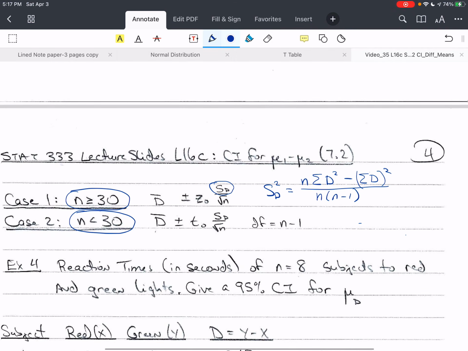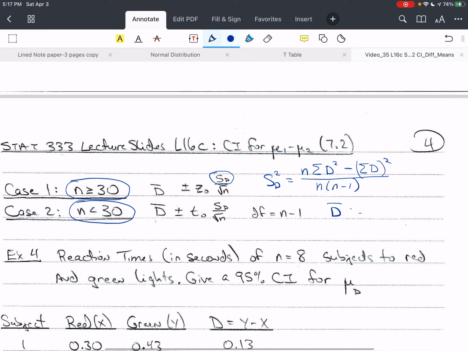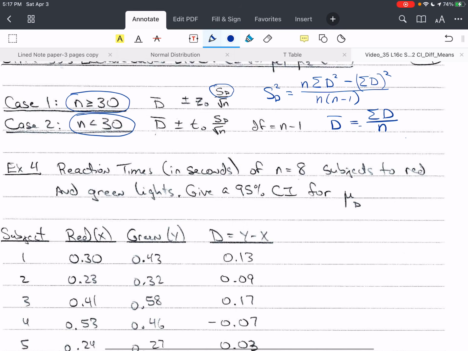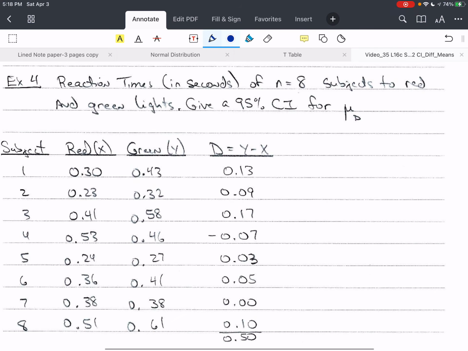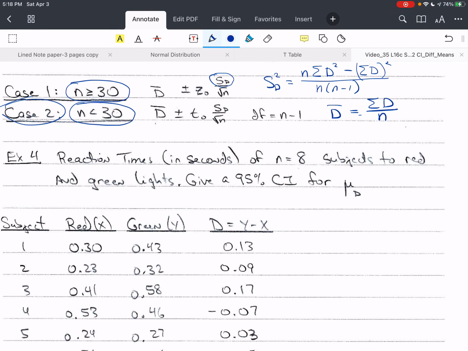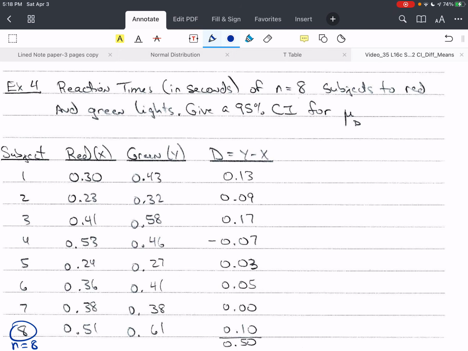Now, d bar is going to be the sum of d divided by n. So the sum of the differences divided by n. Our example that we're going to work is going to have n equals 8. So it's going to be case number 2. We're not going to do case number 1 as an example. Very easy, I believe. But we'll do case number 2, and so we're going to use this formula, and we have the reaction time of the same subject for red and green lights. So we're calling red X and green Y, and we're going to subtract green minus red.